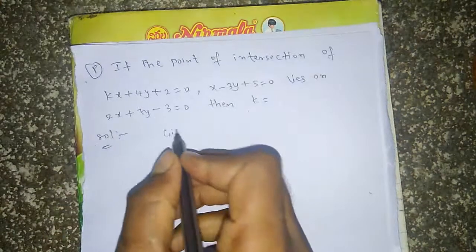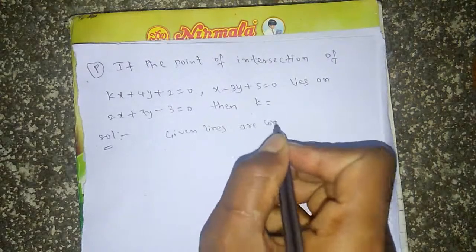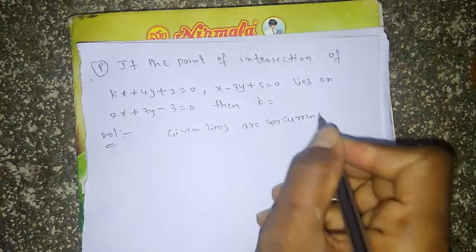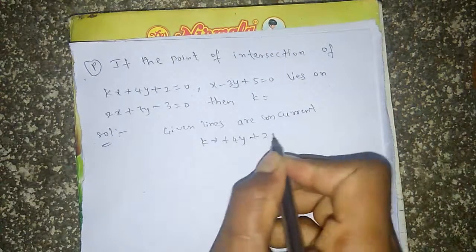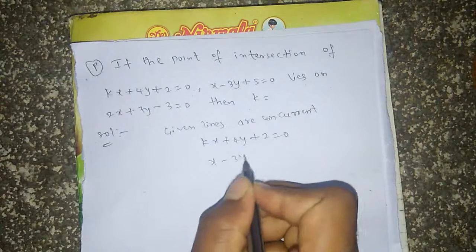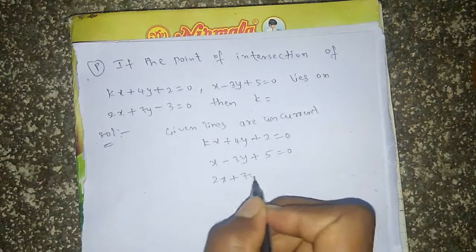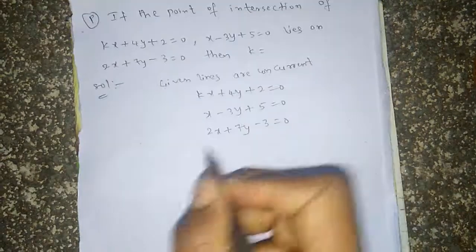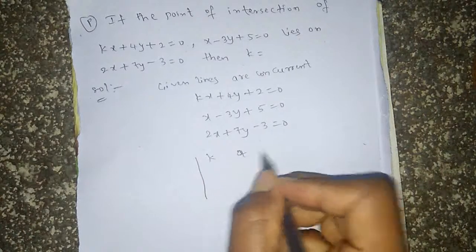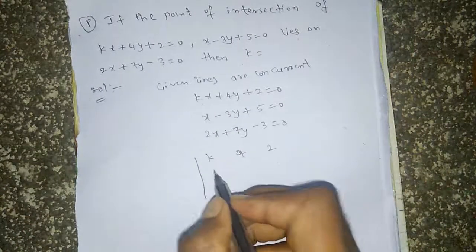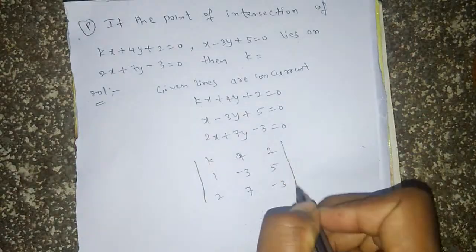So here clearly the given lines are concurrent. Lines are kx + 4y + 2 = 0, x - 3y + 5 = 0, 2x + 7y - 3 = 0. Concurrent means det is equal to 0. Here the coefficients: k 4 2, 1 -3 5, 2 7 -3, that is equal to 0.